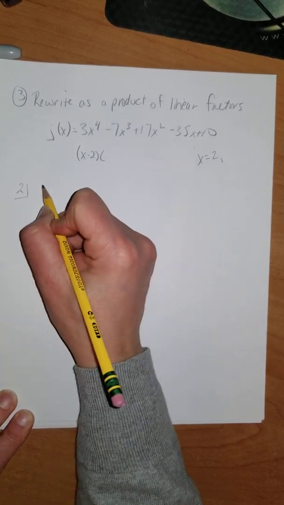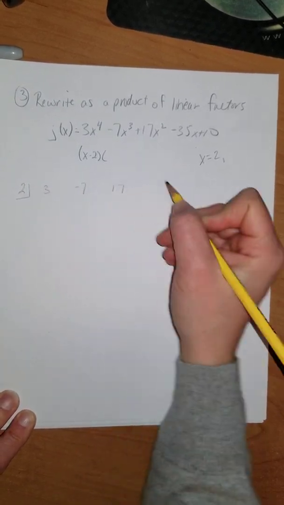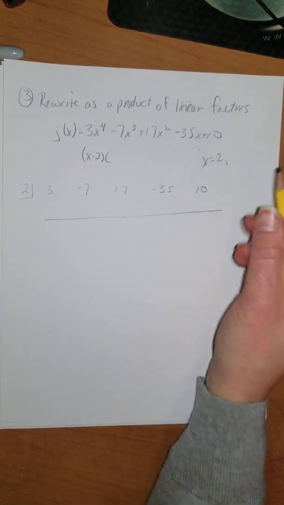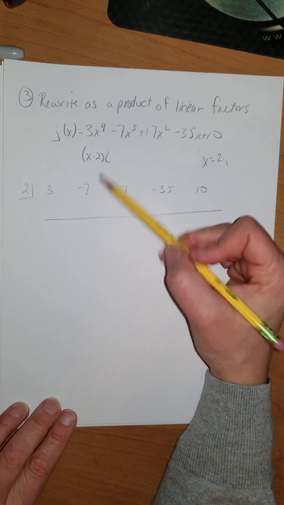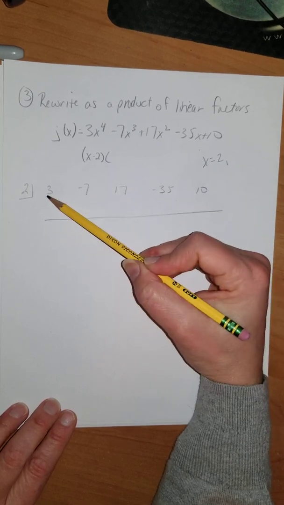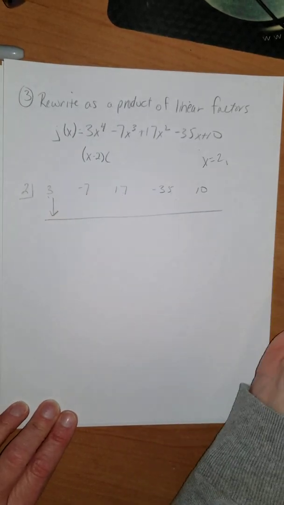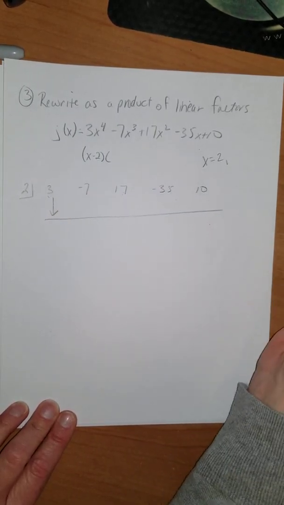Okay, here we go. 2 is going to go in the box. We're going to have across the top 3, negative 7, 17, negative 35, and 10. Because whenever we do synthetic division on this, I have a 4th degree polynomial. 4th degree. 3, 2, 1, nothing. Here we go, drop the 3. Since this is 0, we should have a 0 right here.